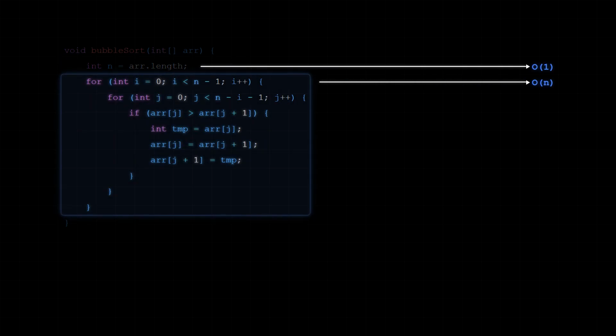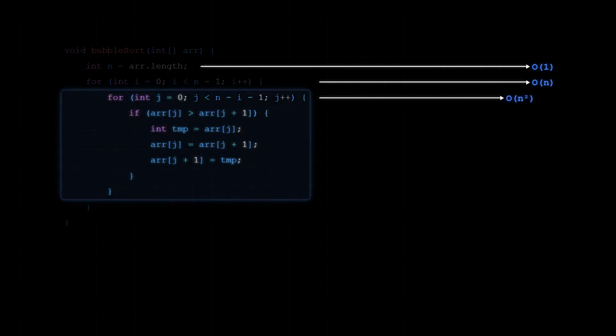The outer loop, I goes from 0 up to n minus 1, that is exactly n iterations, O of n. The inner loop runs n minus I minus 1 times for each outer pass. On average that's about n over 2, but n over 2 is still O of n. Outer O of n times inner O of n equals O of n squared.